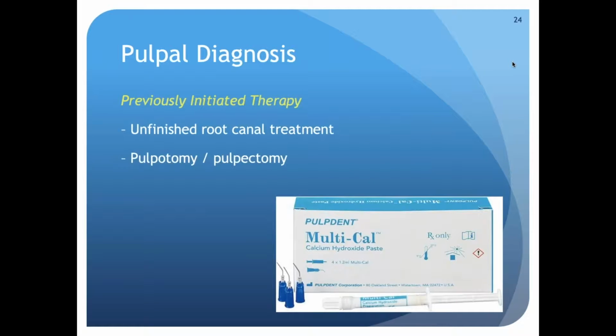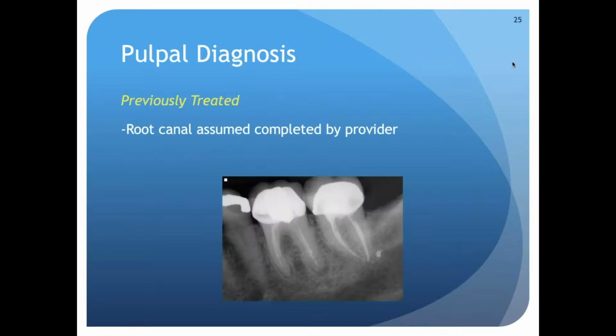Next, we have previously initiated therapy. That's any kind of unfinished root canal treatment, whether it's a pulpotomy, pulpectomy. So somebody accessed that tooth, began the root canal, didn't complete it. And maybe we would notice that there's some kind of medicament in there like calcium hydroxide, or maybe nothing. But this is an incomplete root canal. We have previously treated, which means that there's some sort of root canal there. Maybe some instance where you might see some Sargenti paste or some other kind of non-standard endodontic treatment done. But our assumption is that the provider who did the endodontic therapy meant for this to be definitive treatment.